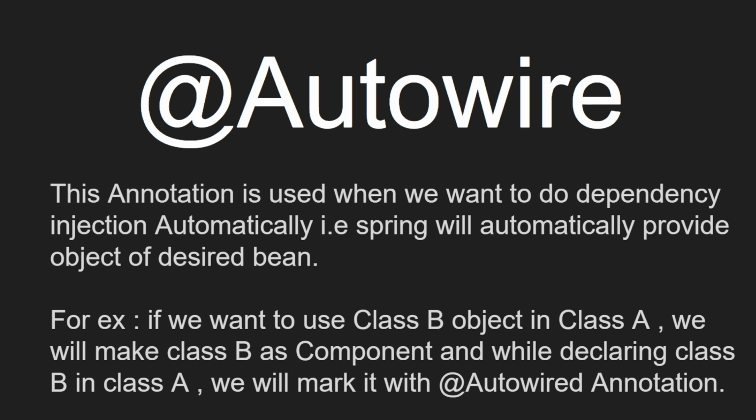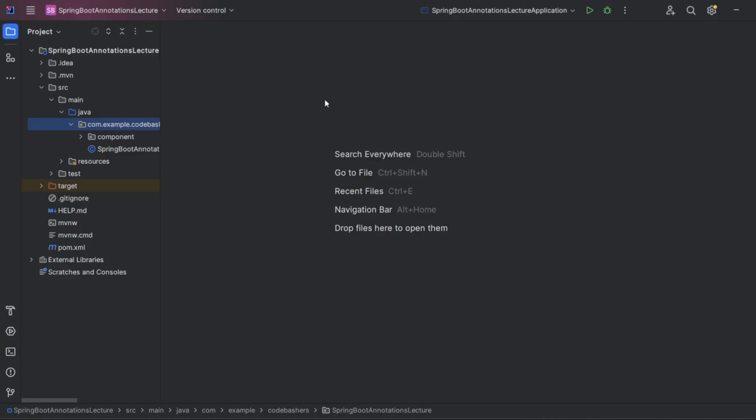If we want to use a class B object in class A, we will make class B a component, and while declaring class B in class A, we will mark it with the @Autowired annotation. I know it must be a bit confusing for you, but as of now, let's just assume that the @Autowired annotation is used for dependency injection. Now, what is dependency injection and how is it happening automatically? Let's move towards the editor and see what is happening.